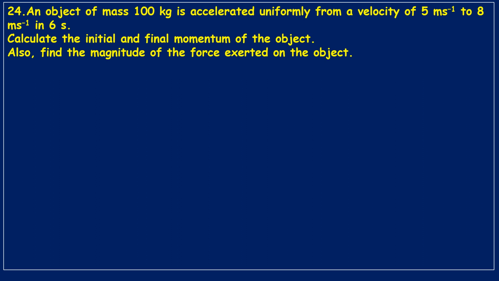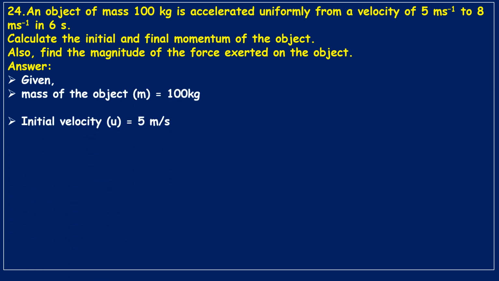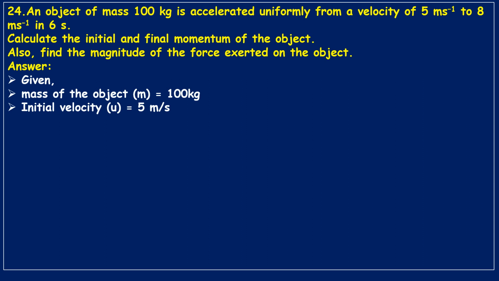So for momentum we have to use the formula m1 v1 plus m2 u2, and for force we have to use F equals mass into acceleration. Now we'll see the data. Mass of the object is 100 kg. Initial velocity of the object is 5 meter per second. Final velocity is 8 meter per second. It's already given. Time period is given as 6 seconds. So we have mass, we have velocity difference, we have time.